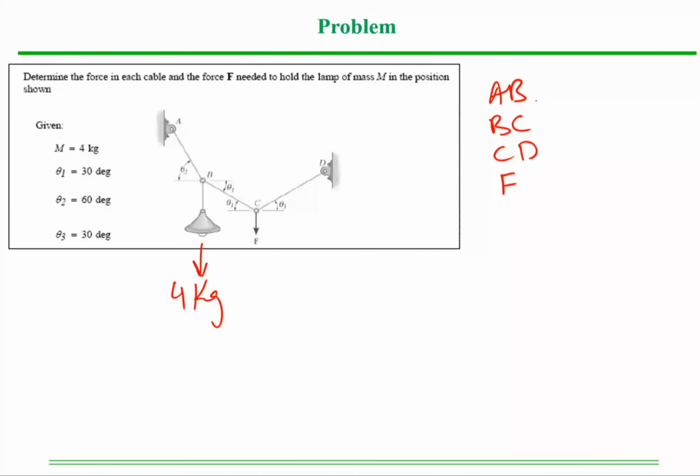Okay, so the question is where we should start our analysis from. I need to find a point where we have the maximum known and minimum unknown. So B. Point B. Okay, so I've got the force acting downward, and then there are two forces here because they are cables. We know the direction of the force.